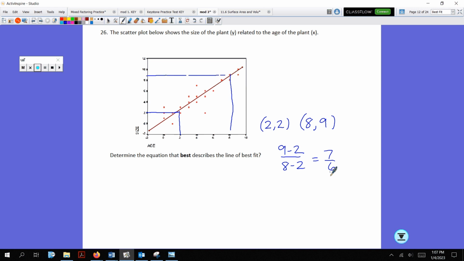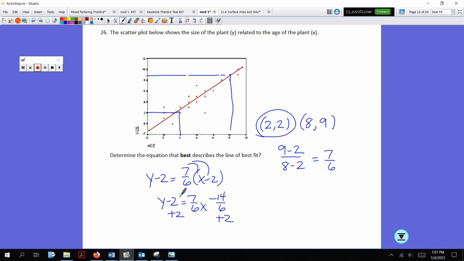7 over 6. What a lovely slope. All right, so we're going to use one of these points. I'll use this one. All right, we distribute. Negative 2 times 7 over 6 is negative 14 over 6. And I'm going to add 2 to that. And y equals 7 over 6x minus 2 sixths, which is 1/3.